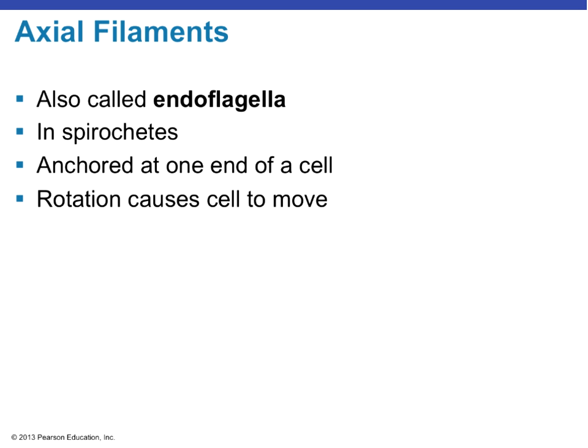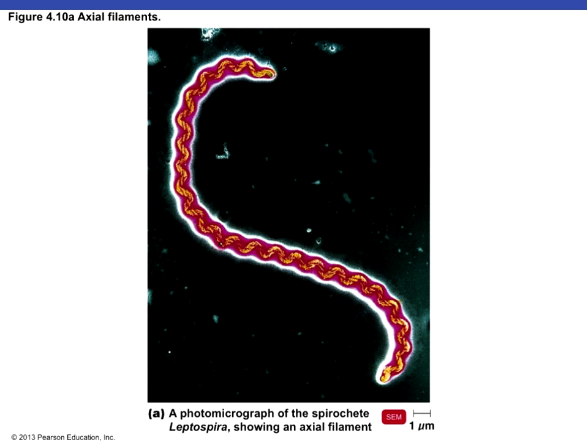We can have special types of flagella specifically found in spirochetes that are called axial filaments, also known as endoflagella. Instead of being anchored at just the outside of the cell, they're actually embedded into the periplasmic space between the plasma membrane and the cell wall. So although they are anchored at one end of the cell, they go through that periplasmic space, and instead of just causing rotation to happen at one end of the cell, the rotation is going to happen throughout the cell, and it causes the cell to move in a corkscrew type fashion.